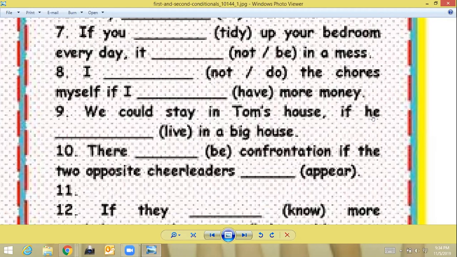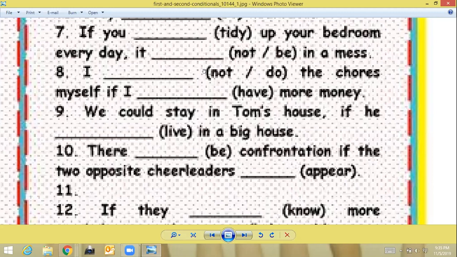All right. Any other questions? Depending on the order? Not really, it doesn't matter. Let me give you number 8 as an example. It says, I wouldn't do the chores myself if I had more money. I can perfectly say, if I had more money, I wouldn't do the chores myself. So I changed the position of the structure and the message is exactly the same. Is that clear? Yeah, it's clear. All right, good.